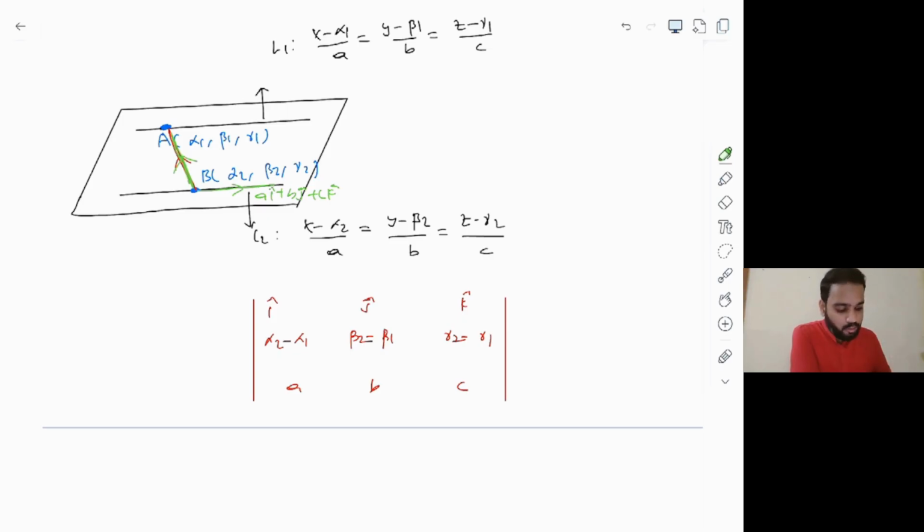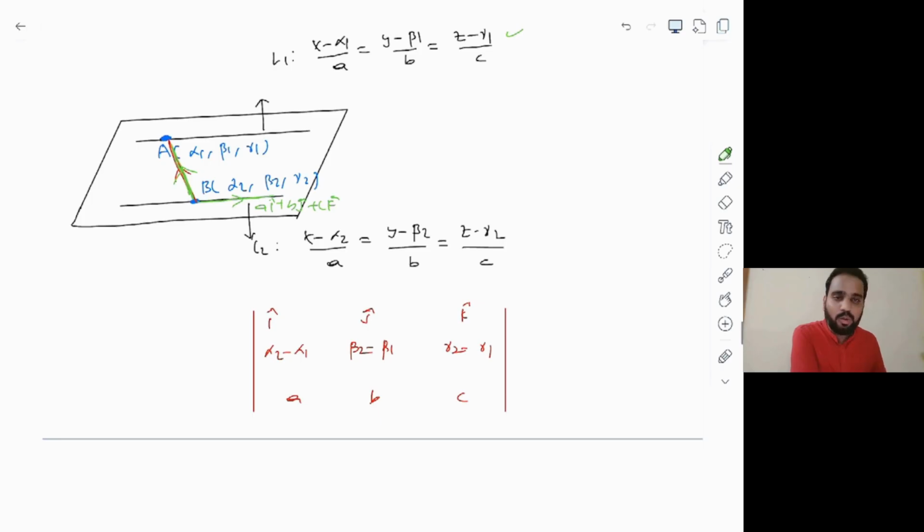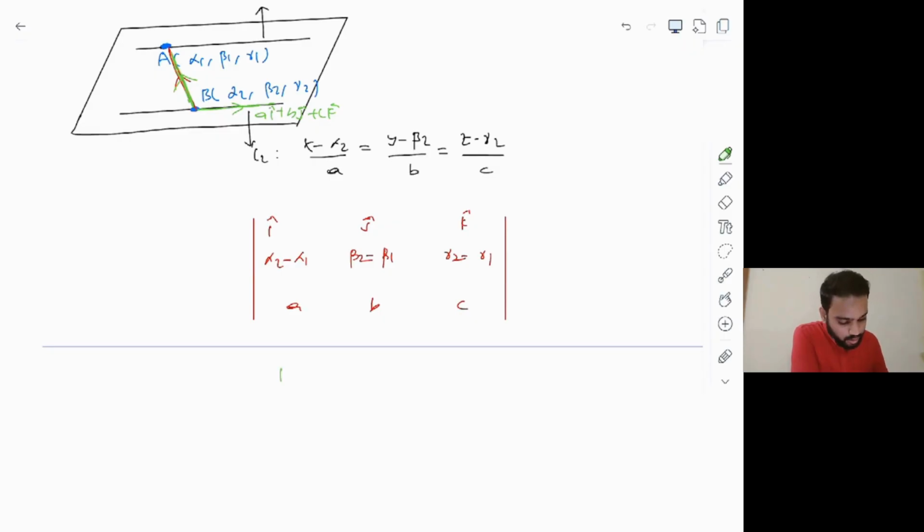So that is the reason what you are supposed to do is, from the first line, take the point alpha 1, beta 1, gamma 1, name it as point A. From the second line, take the point alpha 2, beta 2, gamma 2, name it as point B. Find out the DRs of AB and put that in the second row. First row, obviously i, j, k, because it is a cross product. And the third row, put the DRs of any one of the lines, A, B, C. Once again you're going to get something like this: i cap, j cap, k cap. So the coefficients of i, j, k will again give you the DRs of the normal.